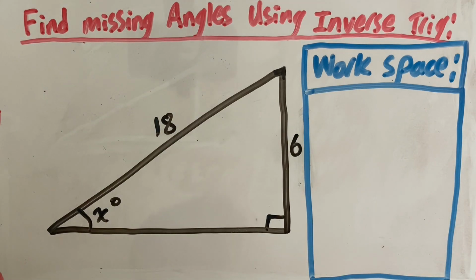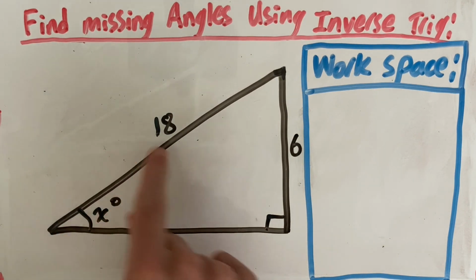Hello and welcome. In this video, I'm going to show you how to find the missing angle of a triangle using inverse trig functions. So we have our angle here, we call it x, and we've also been given the labeled sides 18 and 6.